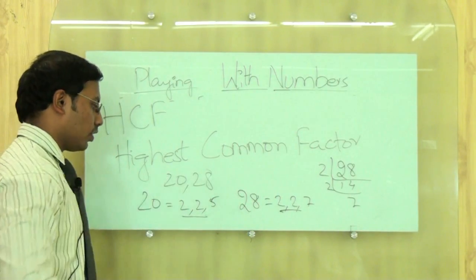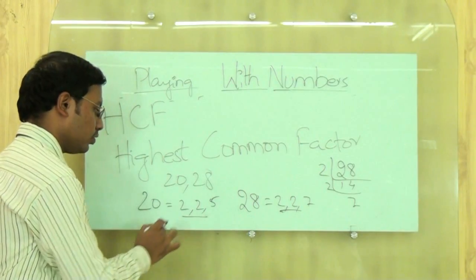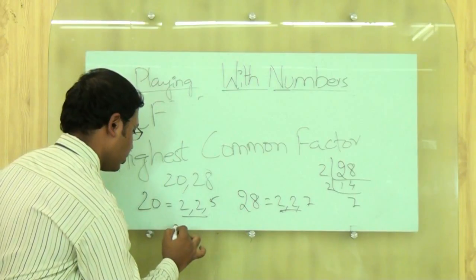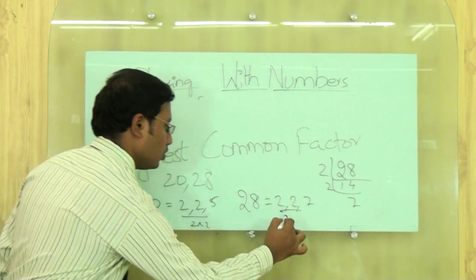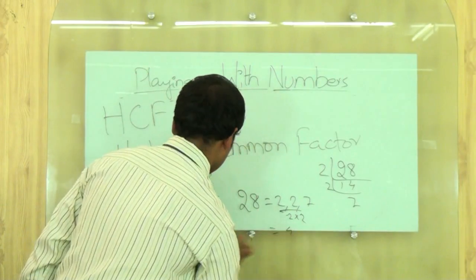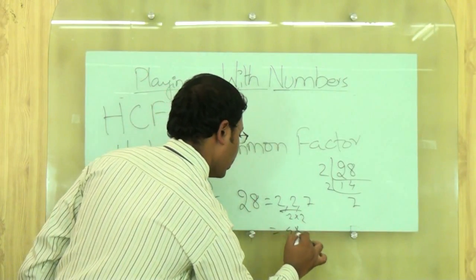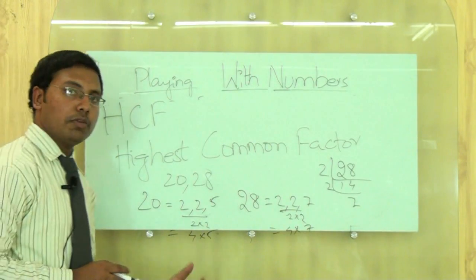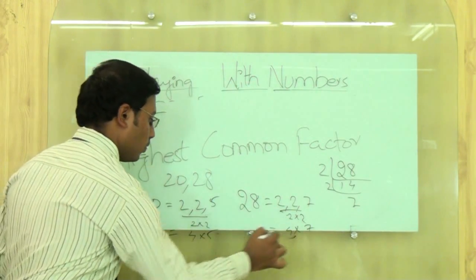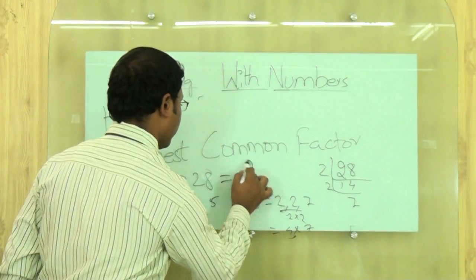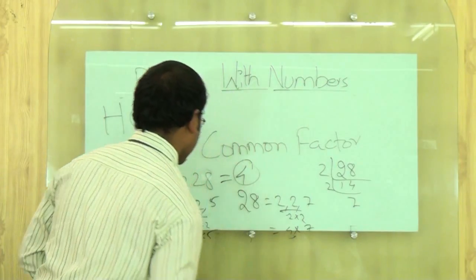These two numbers are common factors for 20 and 28, and the highest common factor is these two only, 2 and 2, that is 4. 2 2s are 4. The number is 4 here, 4 and 5, 4 and 7. That means the highest common factor of these two numbers is 4. Hence the HCF of 20 and 28 is 4. Let us take another example.